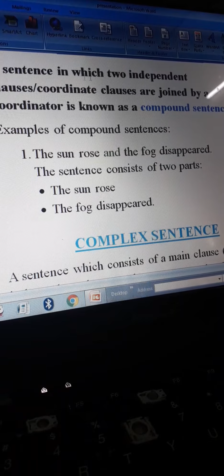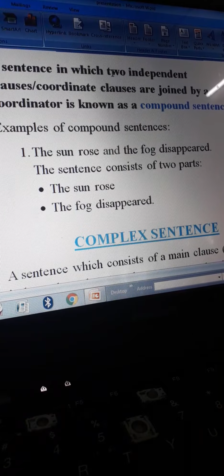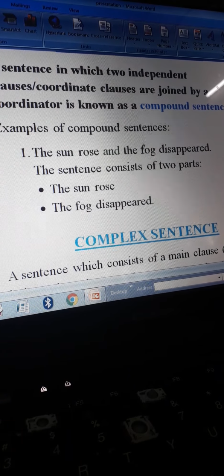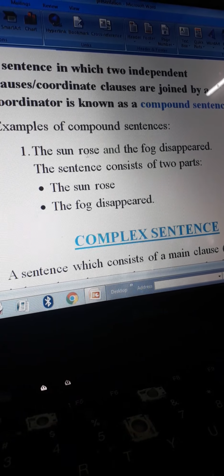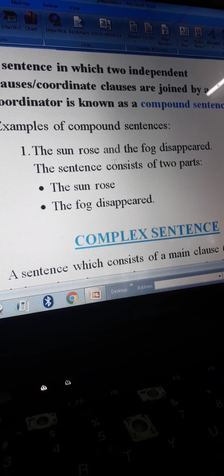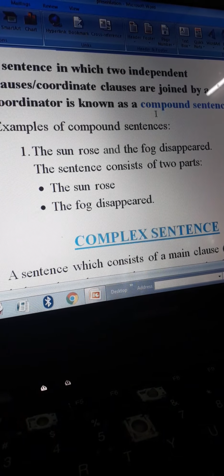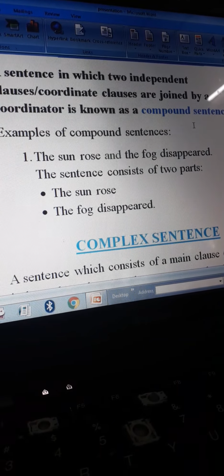And when the sentence contains two independent clauses, or you can say coordinate clauses, they are independent enough and coordinating with each other, that's why they are also known as coordinate clauses. So when a sentence contains two independent clauses joined by a coordinator, the coordinator being the conjunction "and" here, that sentence is known as a compound sentence. I hope compound sentence is clear to you.